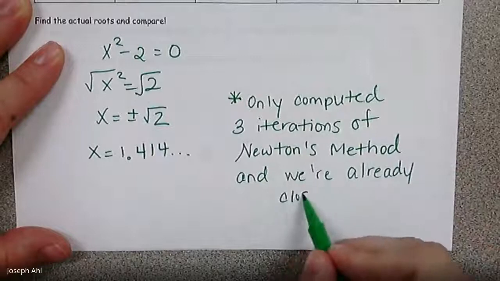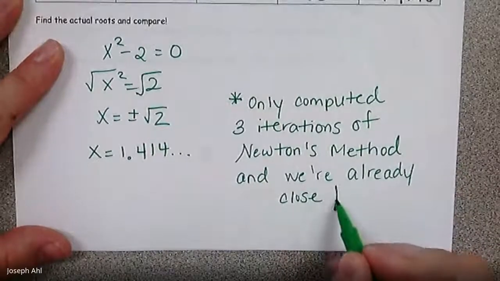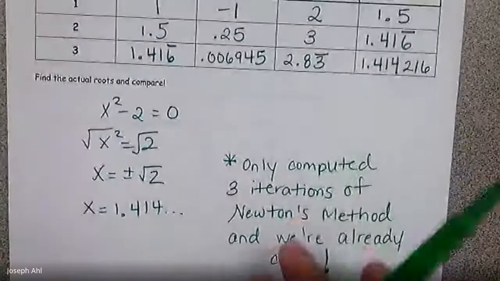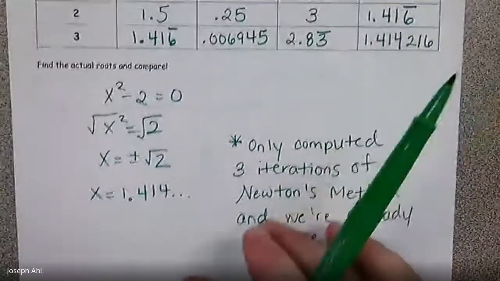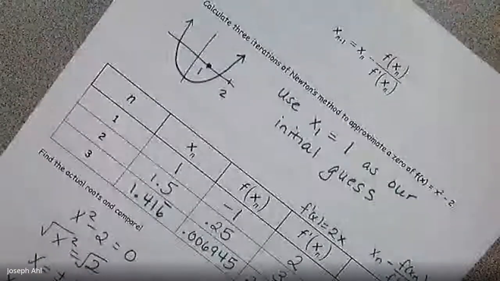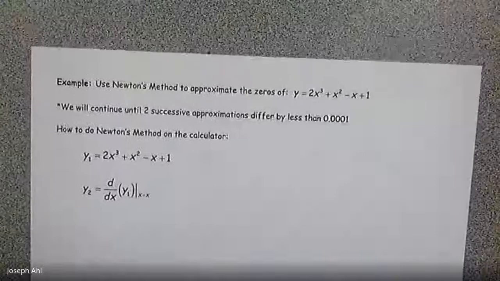We're already close. Okay, so if I had gone a few other iterations out, I bet we're going to see very tiny differences in these decimal point values, and get something really, really close to what we know the actual root is located at, which is at radical 2.